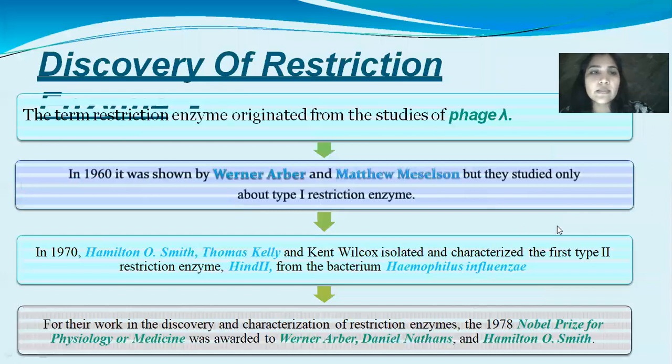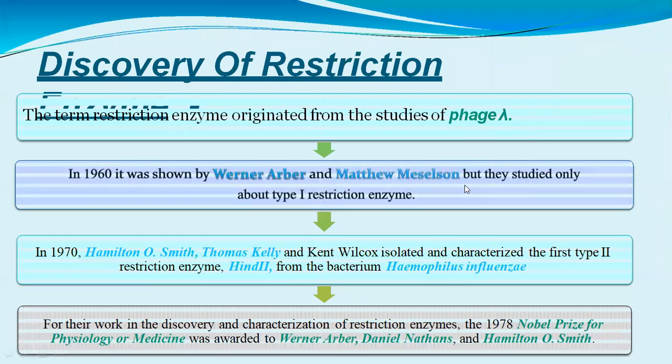So moving on, discovery of restriction enzymes. The term restriction enzyme originated from studies of phage lambda. In 1960, it was shown by Werner Arber and Matthew Meselson, but they studied only type 1 restriction enzyme in 1970.